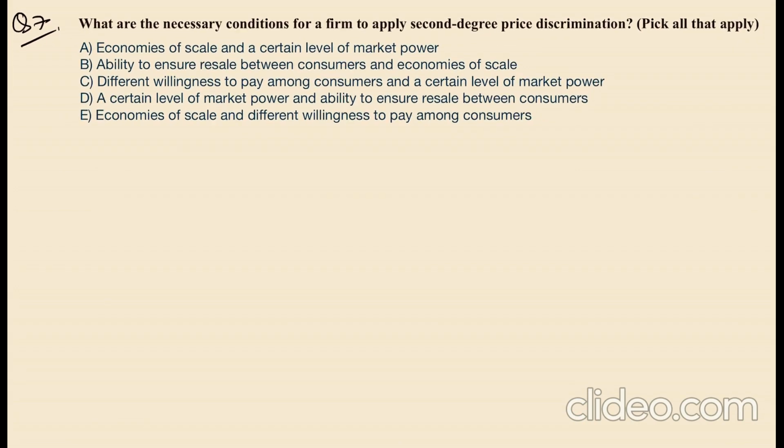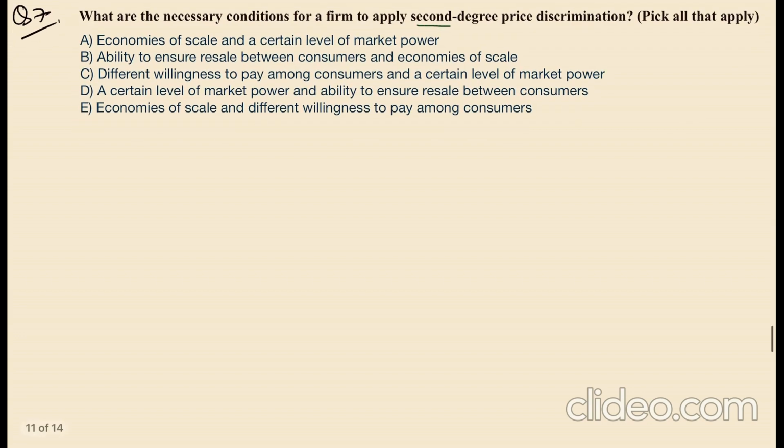Now let us look at question 7. What are the necessary conditions for a firm to apply second degree price discrimination? Okay. So firstly, what is second degree price discrimination? Now this occurs when a company charges a different price for different quantities consumed. For example, sometimes the company offers a discount if you purchase quantity in bulk, right? So this is a kind of second degree price discrimination. Okay, now let us look at the options.